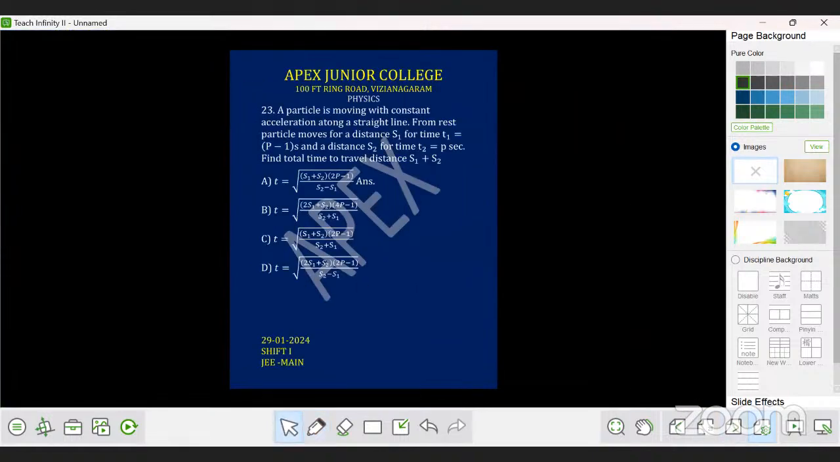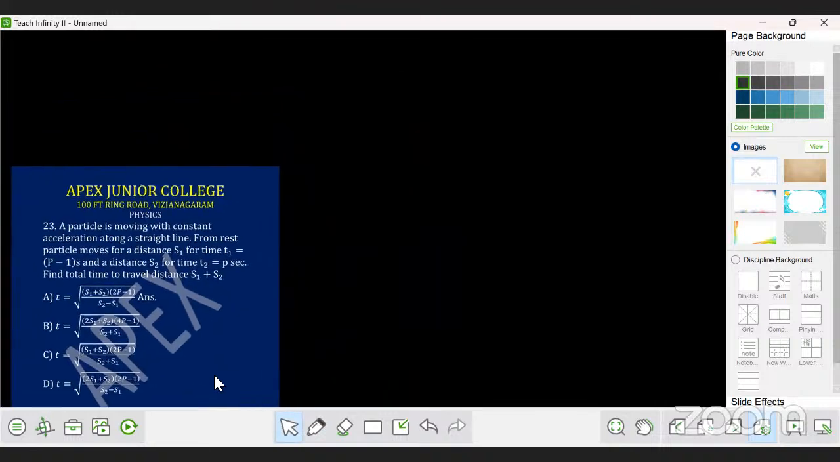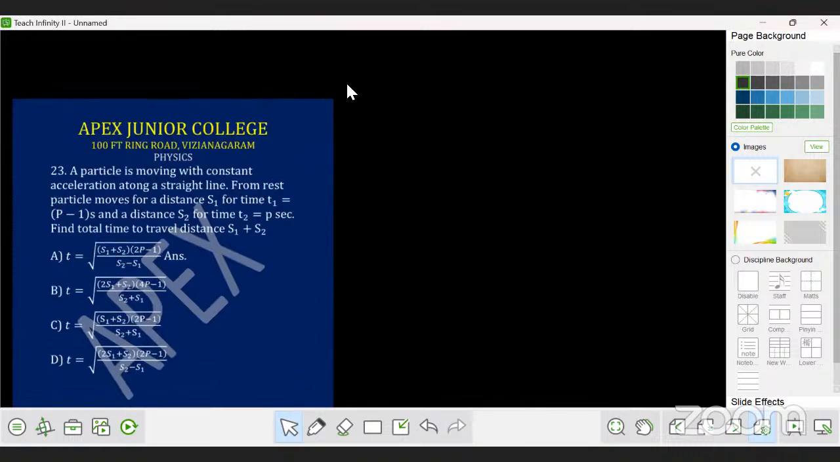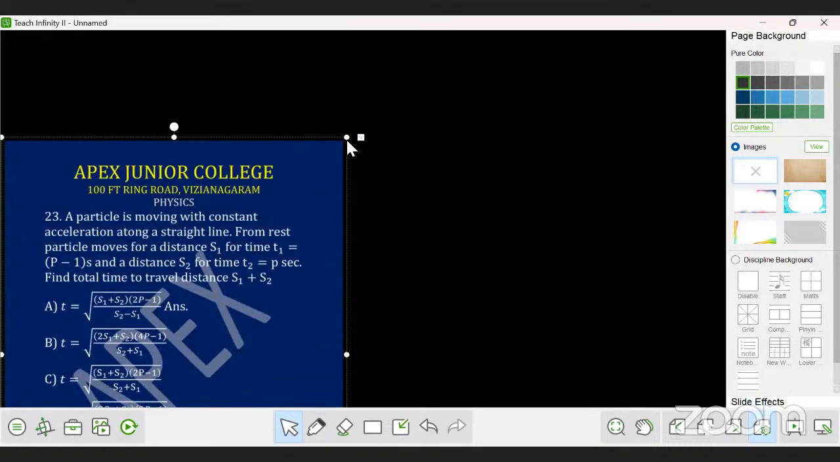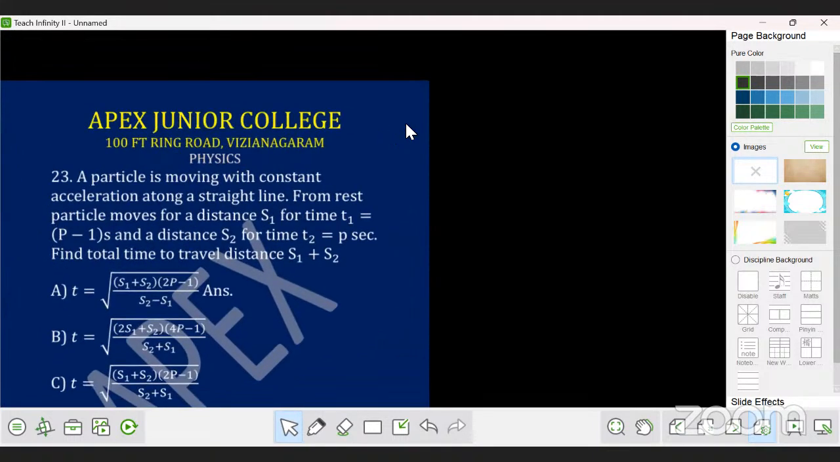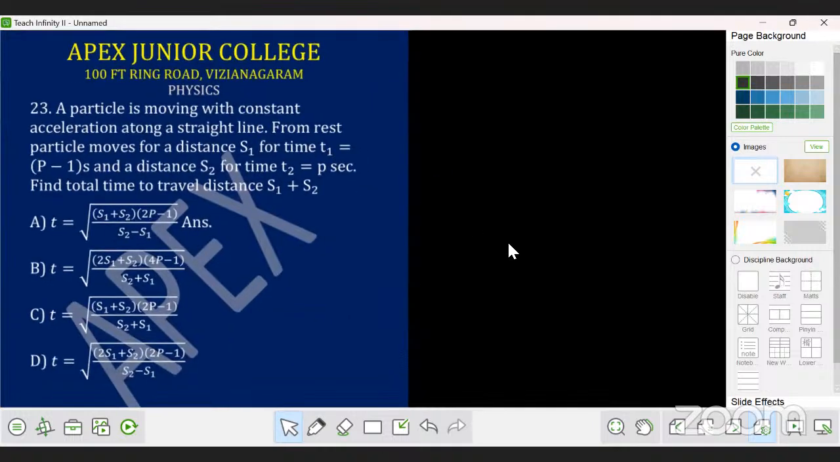Next question. This is just based on kinematics. I'll have you first read the question. This is based on kinematics only. A particle is moving with constant acceleration along a straight line. So it is one-dimensional motion.